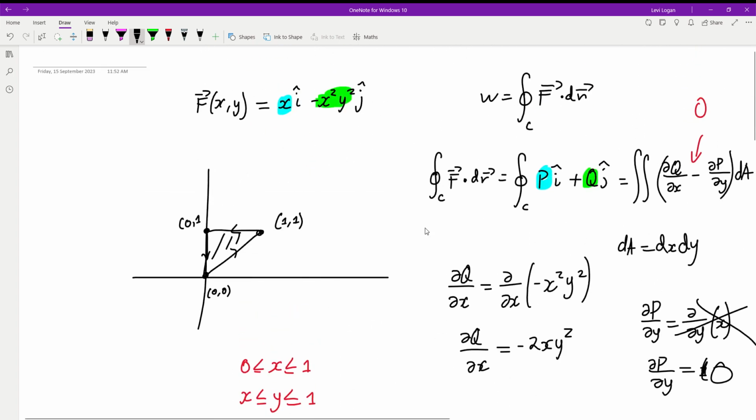So that was another example using Green's theorem. Go check out the first video if you want to see another example. I'll be doing a third example before I move on to Stokes' theorem.